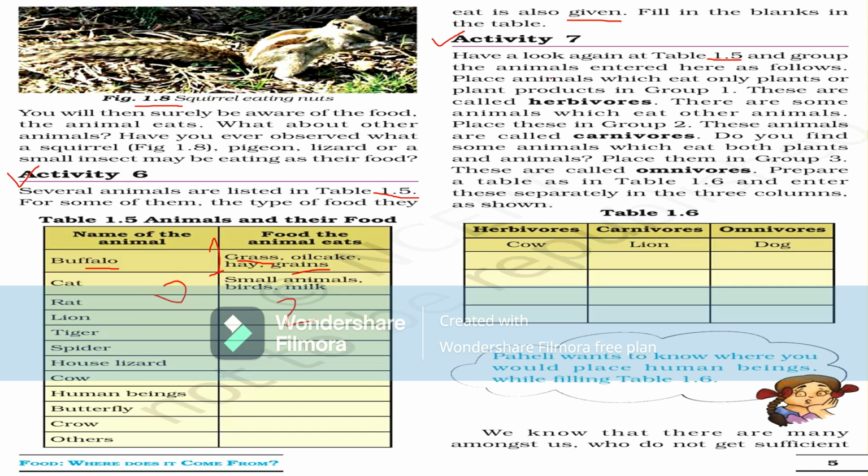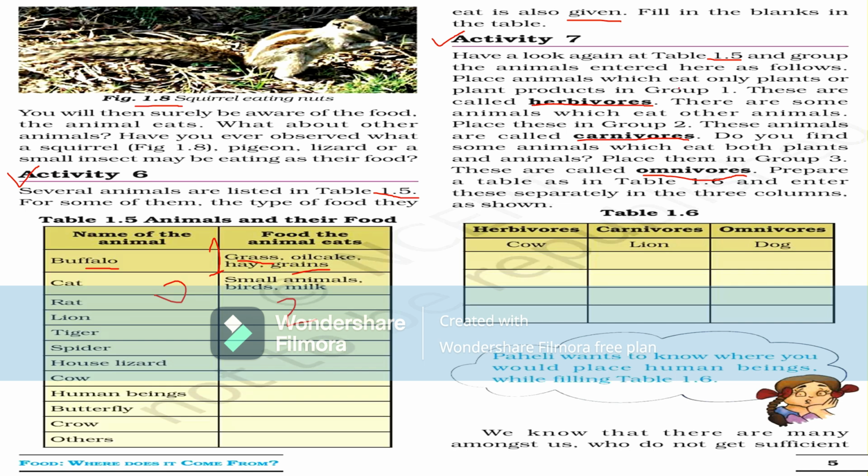Then group the animals entered here as follows. You have listed some animals here, right? So list them group wise. As you all know, there are 3 groups. The first group will be herbivorous, the second will be carnivorous, and the third will be omnivorous animals. You all know, right? Then group them. Those who don't know what herbivorous, carnivorous, and omnivorous are, I will be teaching you here.